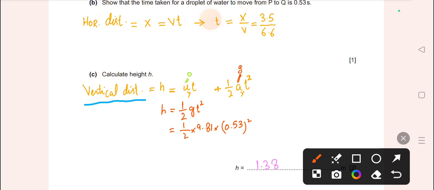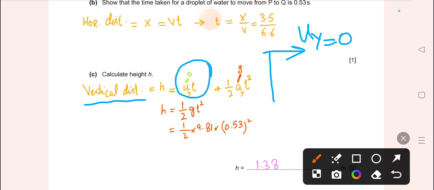As initially the object was thrown perfectly horizontally, there was no vertical component, that was zero. So that makes this whole part zero, and the vertical acceleration is g, the gravitational acceleration. Now the value of time we have got was 0.35, this was given here, and the vertical acceleration is this. So now, putting the values, we can find the height to be this.